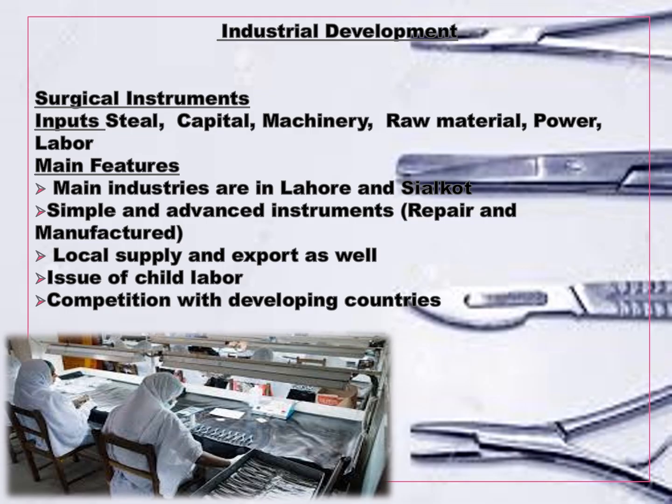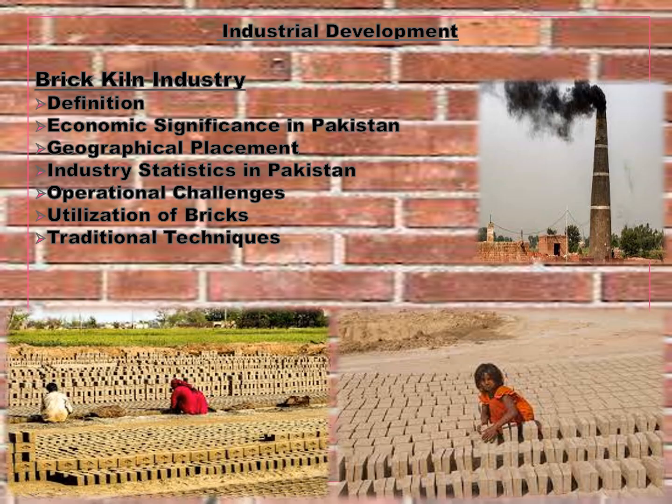Now, the second cottage industry is the surgical instrument industry. It is the main industry. The inputs are steel, capital, machinery, raw material, and the main industries of surgical equipment are in Lahore and Sialkot. Simple and advanced instruments are made, manufactured, and repaired. Local supply as well as they are exported. Issues of child labor persist over here as well, and competition with the developing countries is a big challenge.